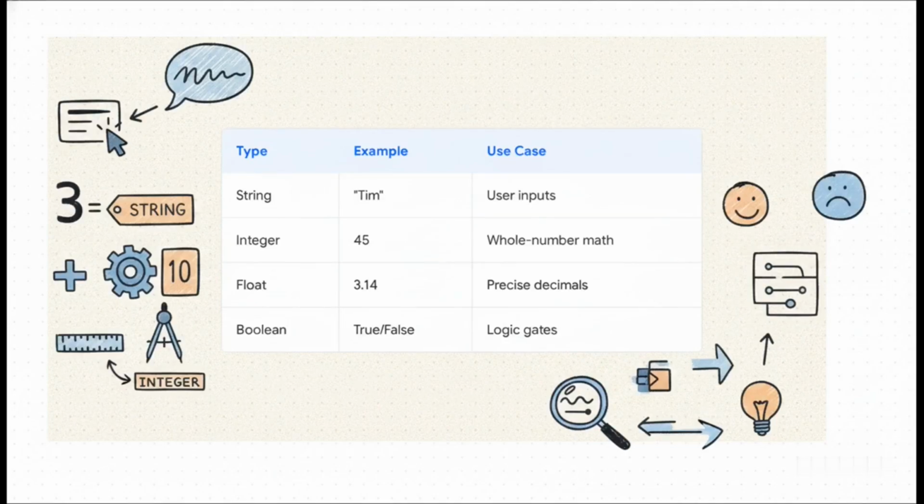Here's the trap. User input always comes in as a string, period. If a user types the number 3 and you try to do math without explicitly converting it to an integer first, you won't get math. You're just going to mash text together and crash the whole script.